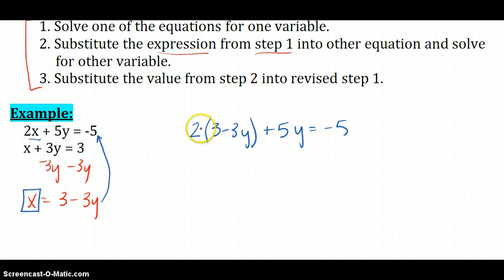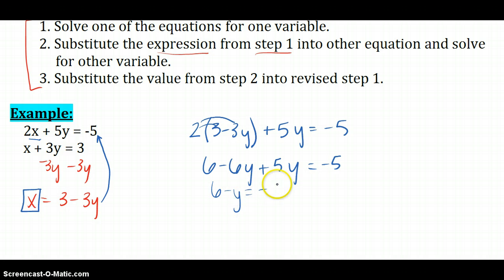So I distribute my 2 through, and I have 6 minus 6y plus 5y. Add my like terms here. So I'll have 6 minus y equals negative 5. And continuing to solve for y, I'll have negative y equals negative 11. Divide by negative 1. And y equals 11.